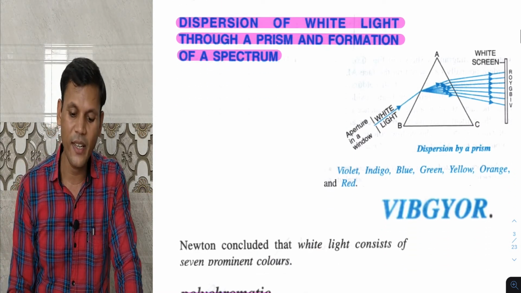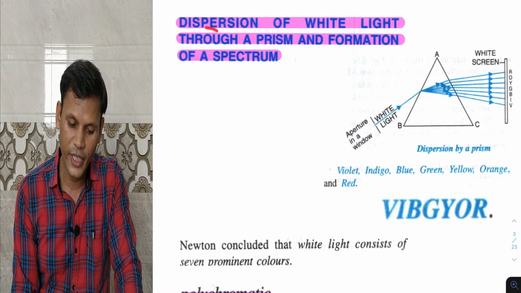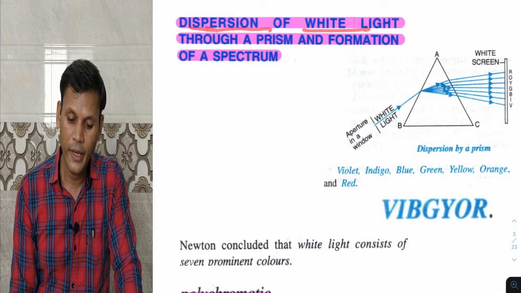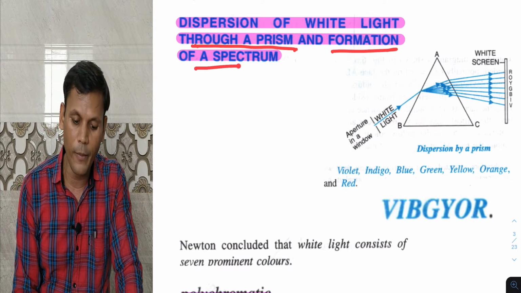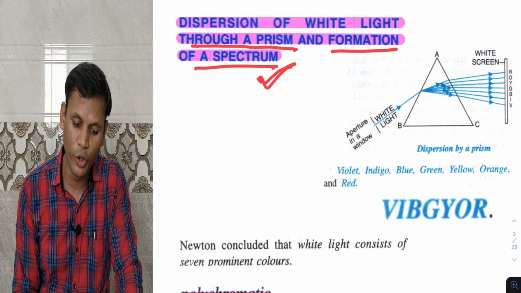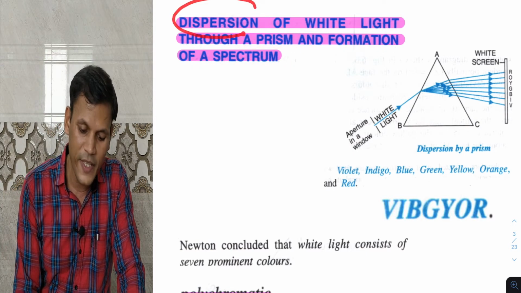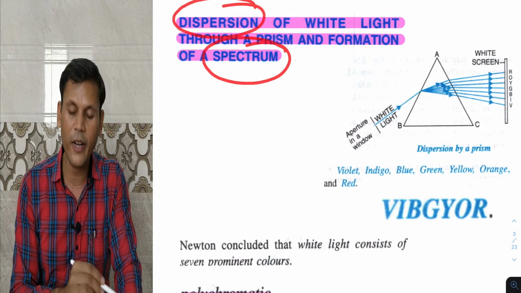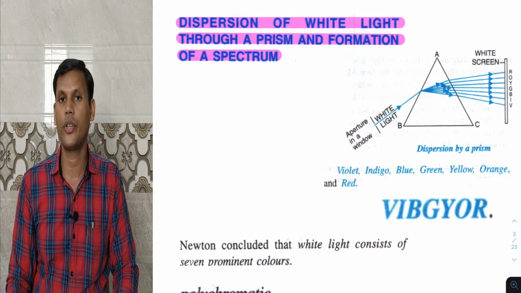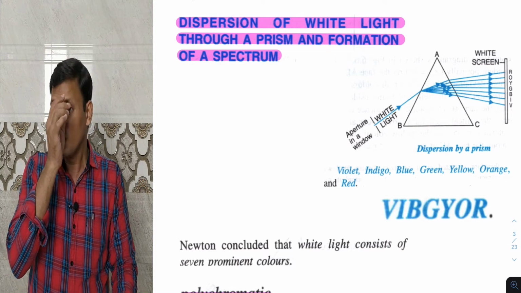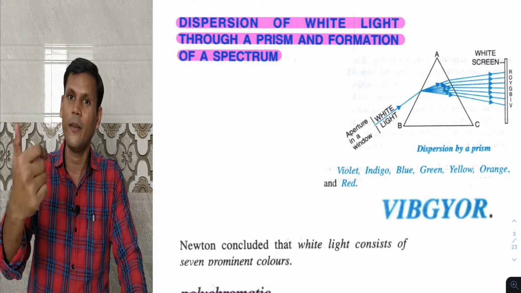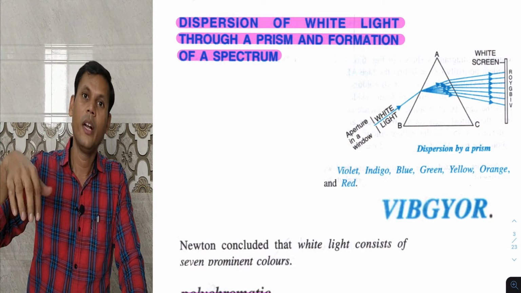So dispersion of white light through a prism and formation of a spectrum. अब ये दो terms हैं. एक dispersion क्या होता है और spectrum क्या होता है? We have to discuss about it. Dispersion and spectrum. तो सबसे पहली चीज एक हम लोग देखते हैं रेनबो.